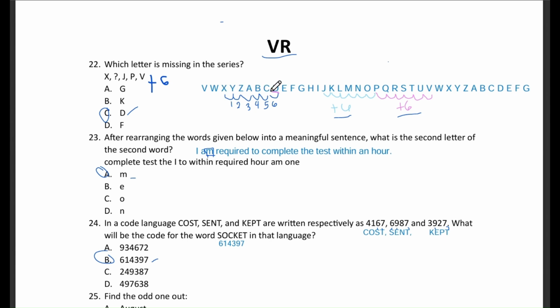J is the 10th letter of the alphabet. If we go back 6 letters, that gets us to the letter D. So now let's confirm our pattern. We have D, J, P, V. Each step here moves 6 letters forward. D plus 6 is J, J plus 6 is P, and P plus 6 is V. So everything works out nicely, which means the missing letter is D, and that means the correct answer is C.